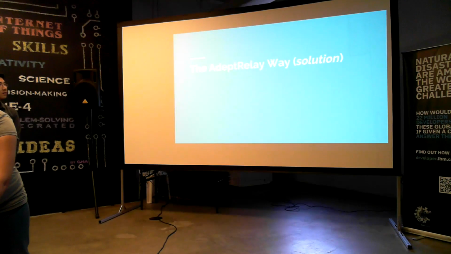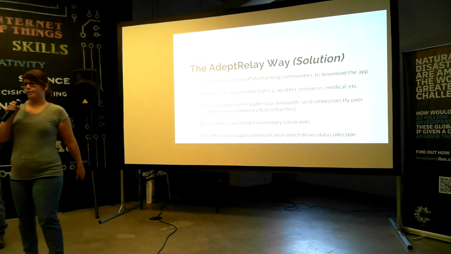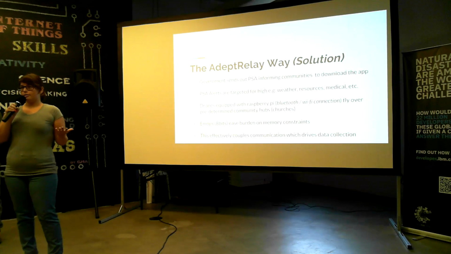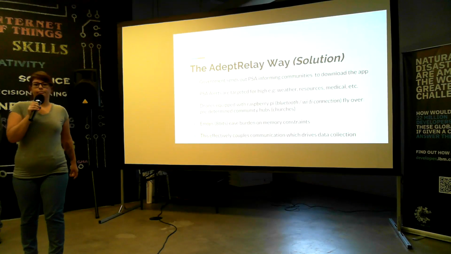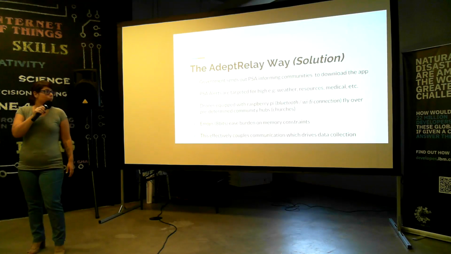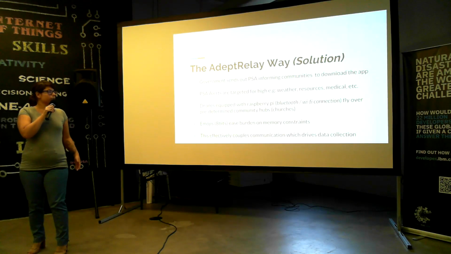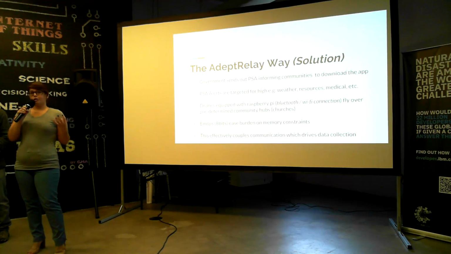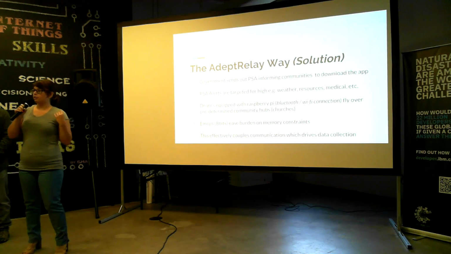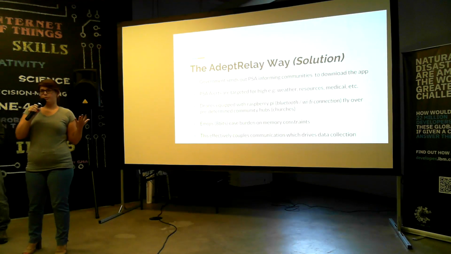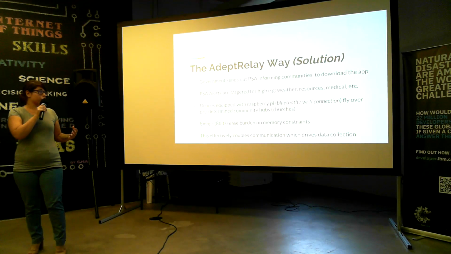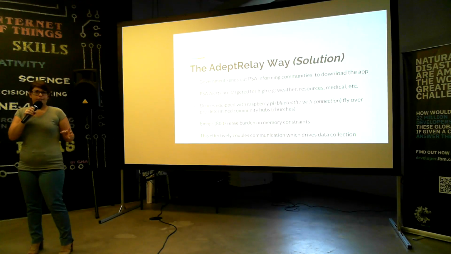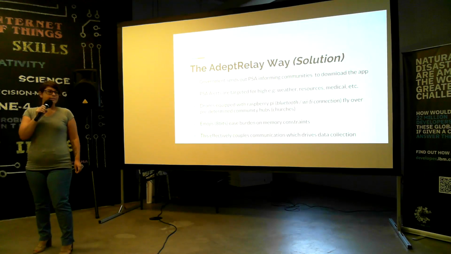So our solution is that before the event, a government sends out a PSA and lets members of the community know to download the app. PSA alerts are targeted for weather, resources, medical, drones. Our novel idea involves drones equipped with Raspberry Pi to fly over predetermined locations such as a church, because churches were seen as leaders, since FEMA and the Red Cross were not as responsive as the churches. And with the emojis, it eases the burden on memory constraints. This effectively couples communication, which drives data collection.